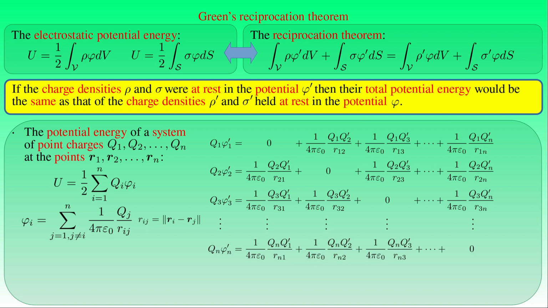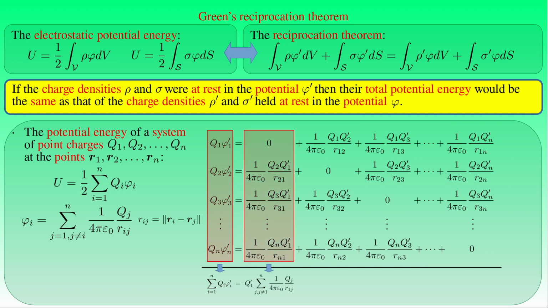Now we have equations where we can add the terms in each column separately. If we add the left-hand side of these equations, then we obtain the sum of Qi times phi prime i from i equals 1 to n. The sum of the terms forming the first column in the right-hand side gives Q prime 1 times the sum of 1 over 4 pi times epsilon naught, times Qj over R sub 1j from j equals 1 to n excluding 1. By summing up the terms in the second column, we have Q prime 2 times the sum of 1 over 4 pi times epsilon naught, times Qj over R sub 2j from j equals 1 to n excluding 2.